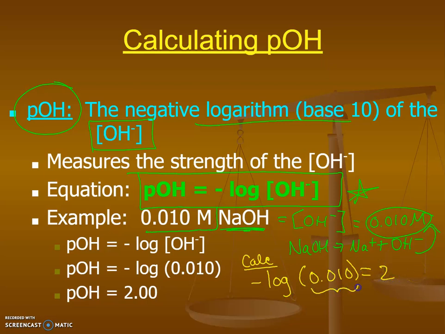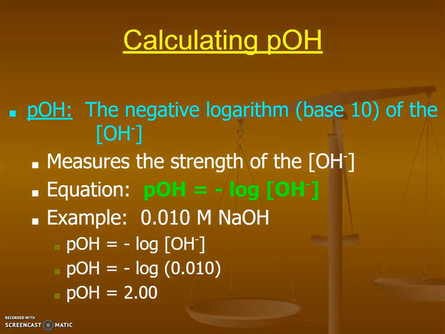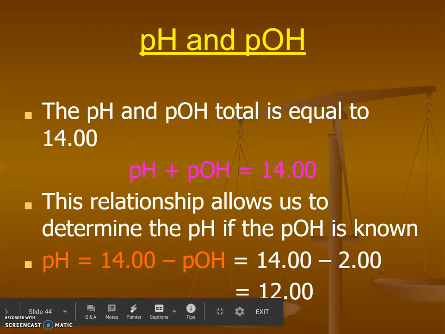You'll also notice that this value right here is the same as 1 times 10 to the negative 2nd. So really what the log function is doing is it is removing this base 10 and telling you what the exponent is. So the pOH is 2. Well, if the pOH is 2, what's the pH? The pH and the pOH add up to 14.